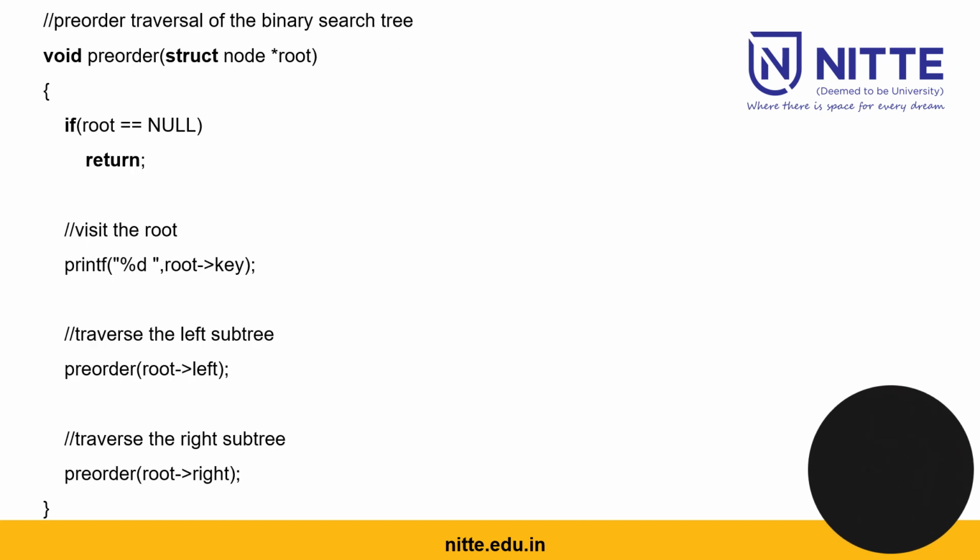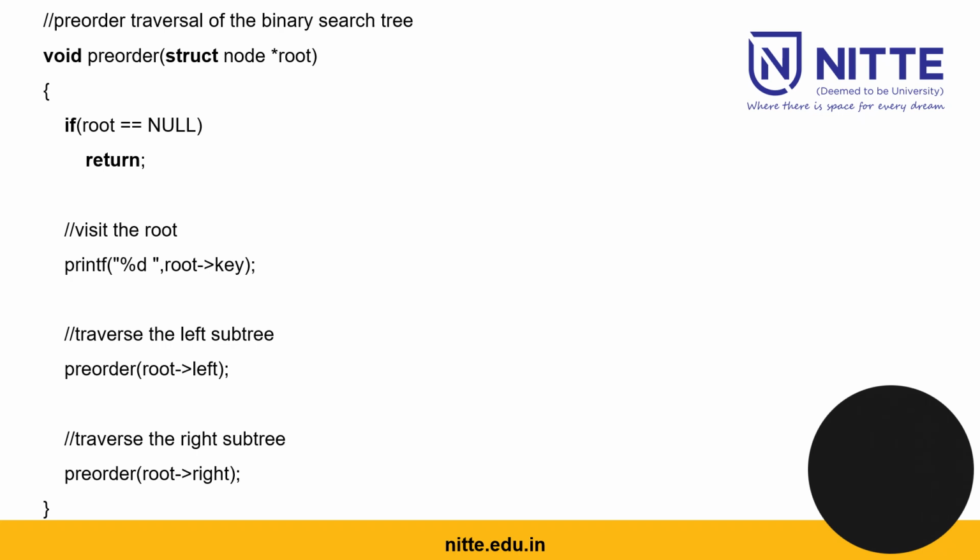Then we will see how to do the pre-order traversal of the binary search tree. So first we will write void pre-order struct node star root. Here the pre-order traversal will start from the root. If root is equals to null, it will return. Otherwise it will visit the root. So first we will print %d, root implies key. So the root's key will be printed first.